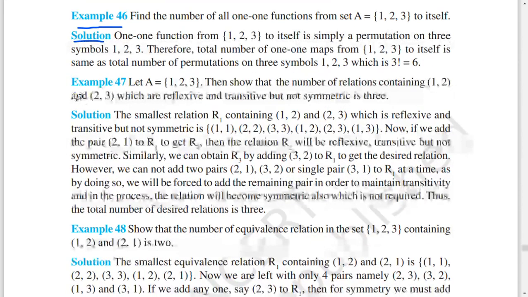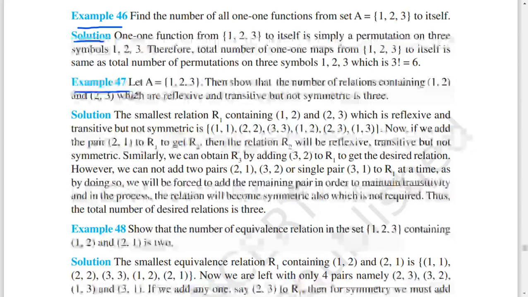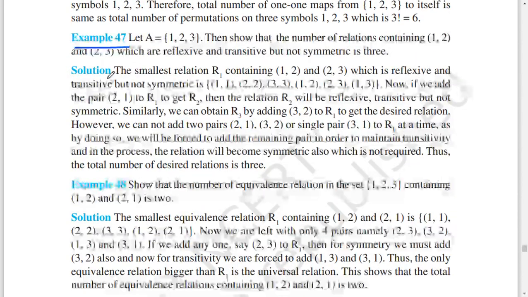Example 47. Let A = {1, 2, 3}. Then the number of relations containing (1, 2) and (2, 3) which are reflexive and transitive but not symmetric is 3. Solution. The smallest relation R1 containing (1, 2) and (2, 3) which is reflexive and transitive but not symmetric is {(1, 1), (2, 2), (3, 3), (1, 2), (2, 3), (1, 3)}.